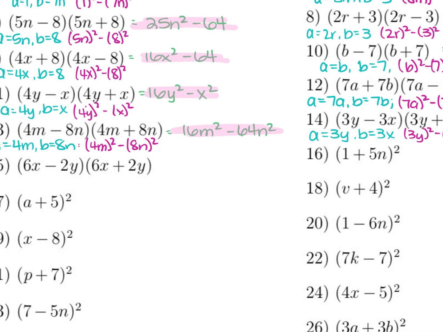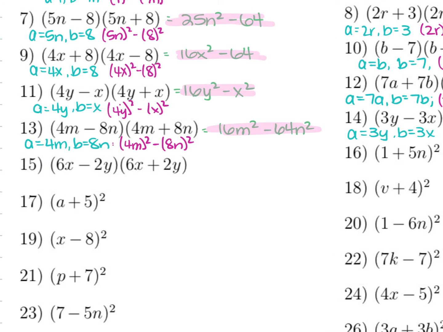For 15, we have 6x minus 2y times 6x plus 2y. Your a is the 6x, your b is the 2y. So we are going to do 6x to the second power minus 2y to the second power. So this gives us 36x squared minus 4y squared.